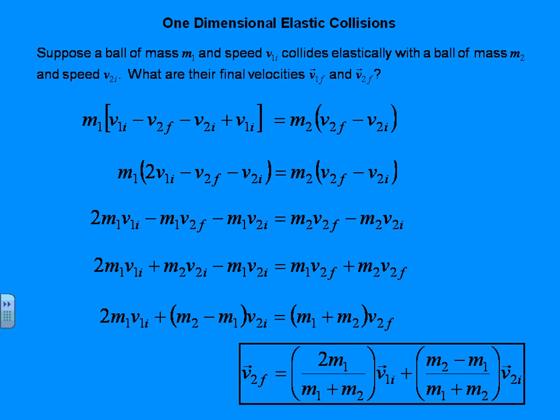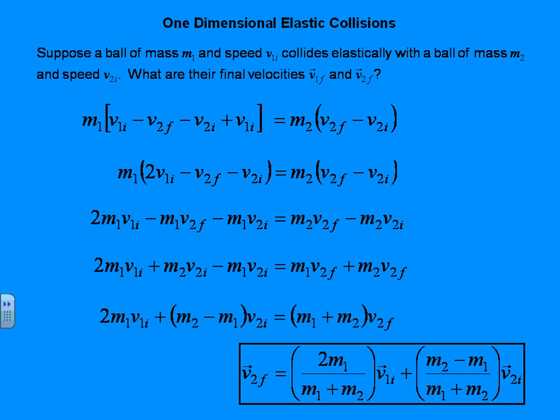And again, this equation allows you to calculate v2f, the final velocity of the second object, and it is a velocity, it's got vectors, right? So it'll have a direction associated with it, in terms of the initial conditions, the masses and the initial velocities. You don't need to know v1f. But with these two equations, you can find both of the final velocities.